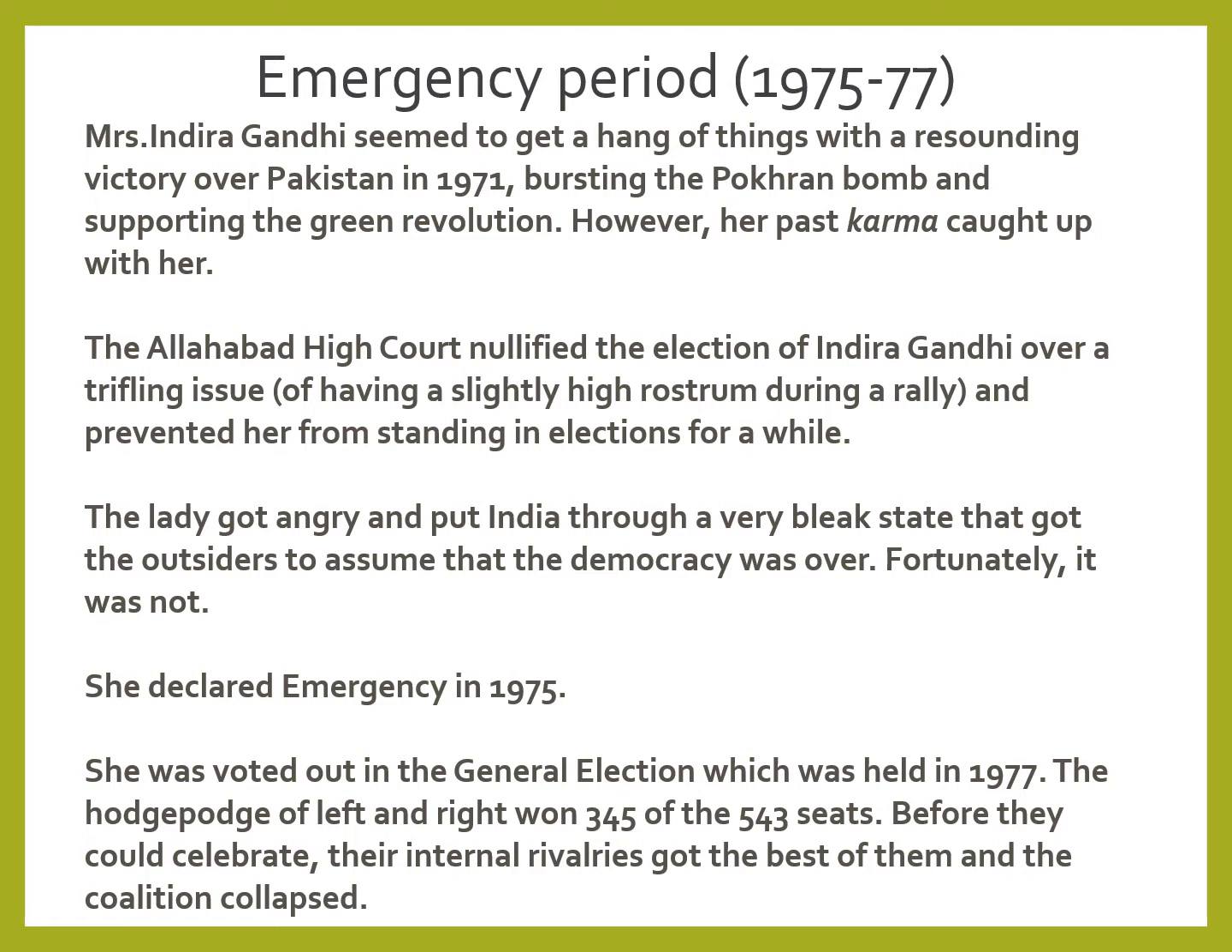The lady got angry and put India through a very bleak state that got the outsiders to assume that democracy was over. Fortunately, it was not. She declared emergency in 1975. She was voted out in the general election which was held in 1977. The hodgepodge of left and right won 345 of the 543 seats. Before they could celebrate, their internal rivalries got the best of them and the coalition collapsed.